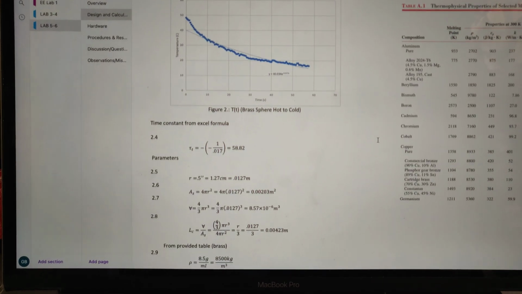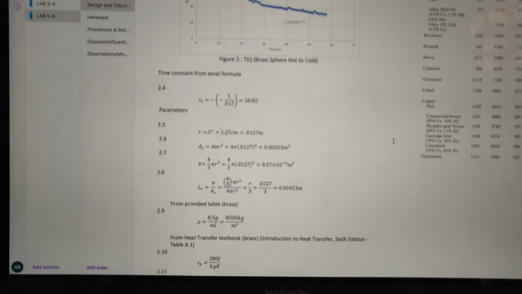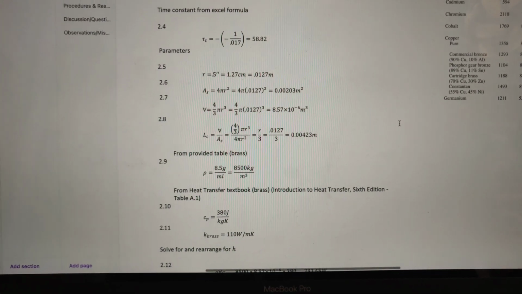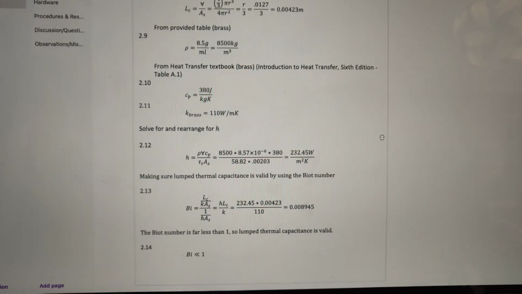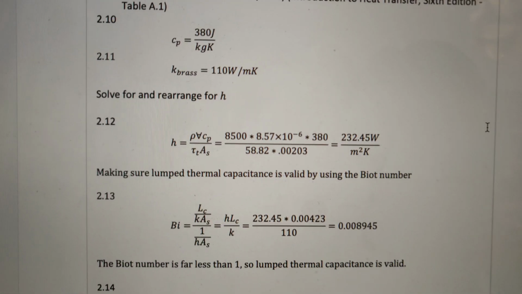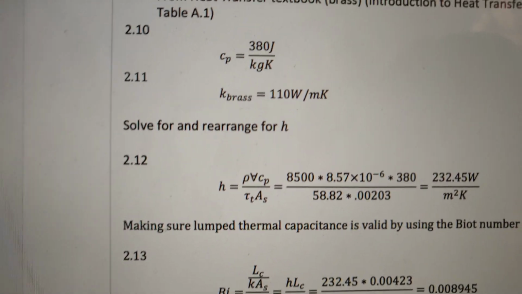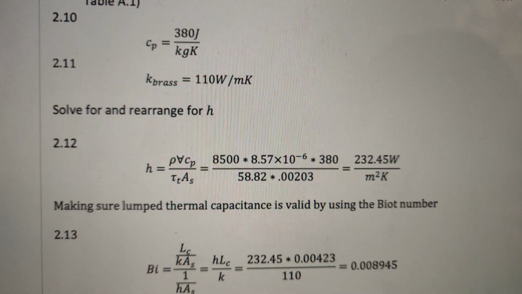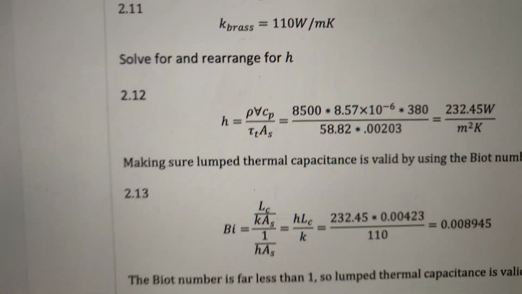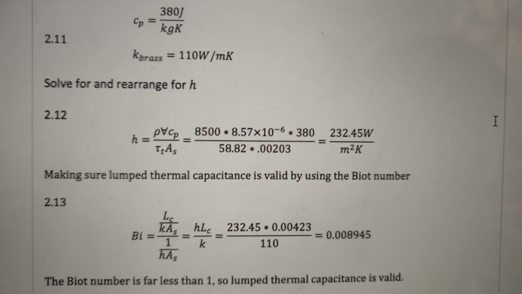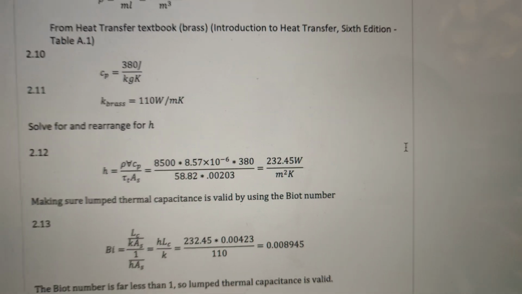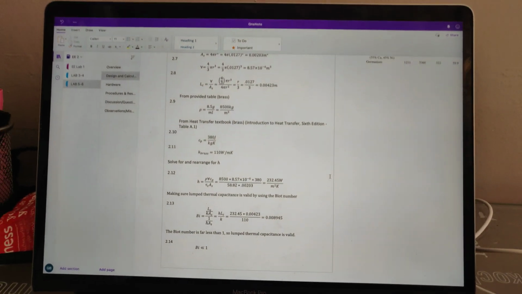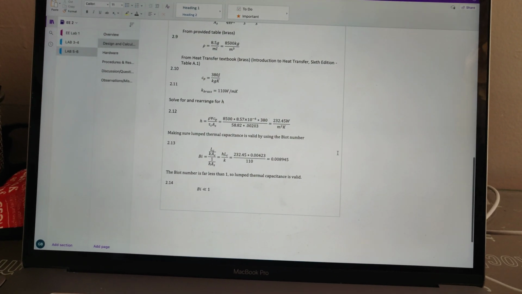And then we kind of work backwards, and we have all these parameters and values that we can find in the book or in the lab handout. And then eventually we get here to h. And then they're basically all known parameters, plus that time constant that we got from the data collection. And then I got 232 watts per meter squared Kelvin. And yeah, that's about it.